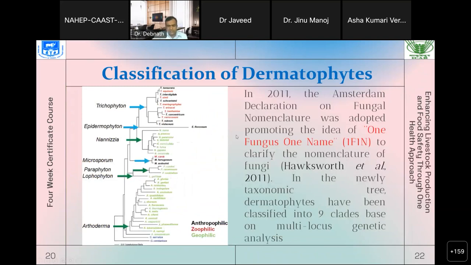Now, after those 13 classifications, very recently in 2011, the Amsterdam Declaration on Fungal Nomenclature came up with a different kind of classification on the basis of multi-locus genetic analysis of the isolates, where they grouped them in 9 clades. You can see on the left-hand side all the 9 clades: Trichophyton, Epidermophyton, Nannizzia, Microsporum, Paraphyton, Lophophyton, as well as Arthroderma. But among these 9 clades, you can very well see that most of the zoophilic and anthropophilic dermatophytes fall in 2 clades, that is Trichophyton and Epidermophyton. And the other 7 clades mainly consist of different kinds of geophilic fungi.